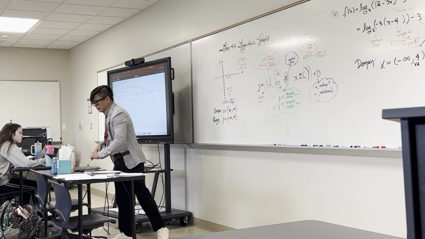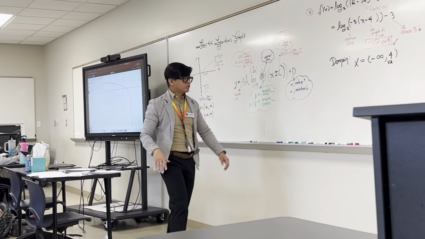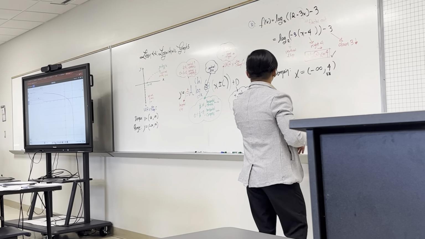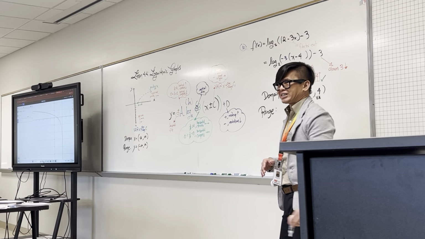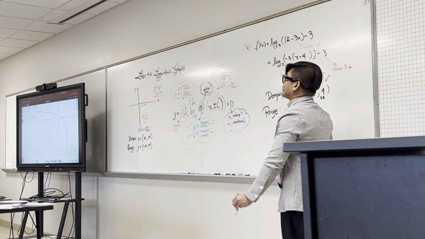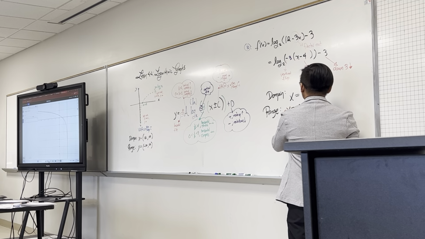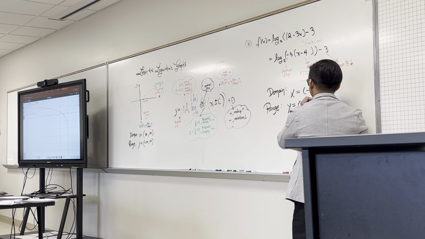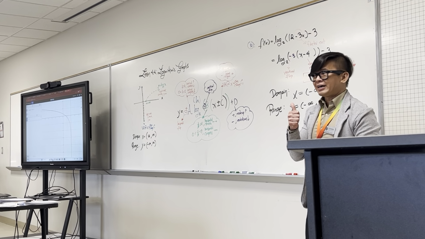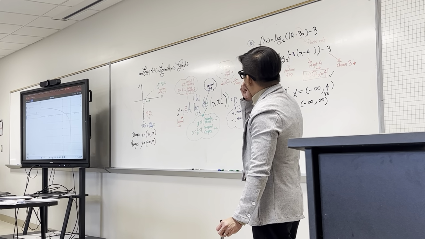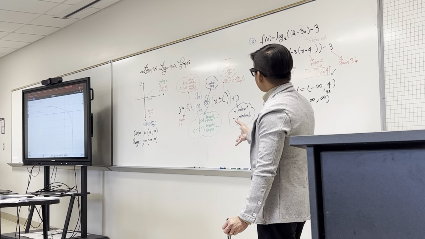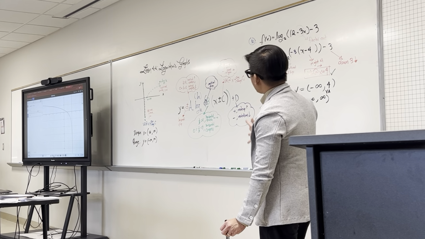What else? Range. What do you think is the range for this one? And this is true for all types of log functions. All real numbers, very good. Negative to positive infinity. Get it, guys? Okay. So what else do we need in there? We got the vertical asymptote, we got the domain, we got the range.